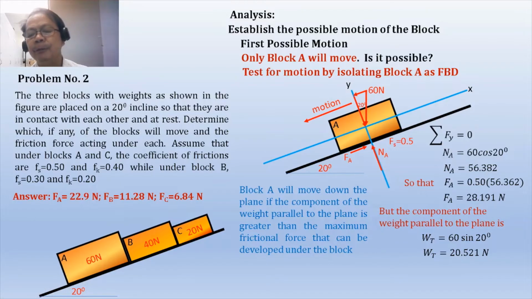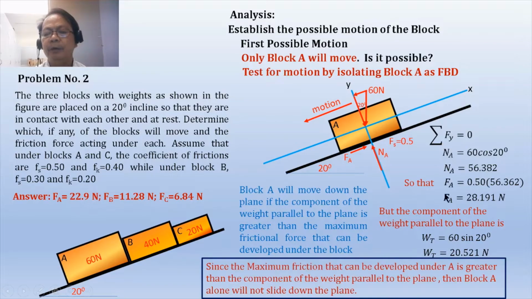And therefore, because this component is less than the maximum frictional force that can be developed under A, what can we say? The block A will not move alone. Since the maximum friction that can be developed under A is greater than the component of the weight parallel to the plane, then block A alone will not slide down the plane. Ibig sabihin nun, hindi siya pwedeng gumalaw ng solo o mag-slide out, iwan yung dalawa, B at C.